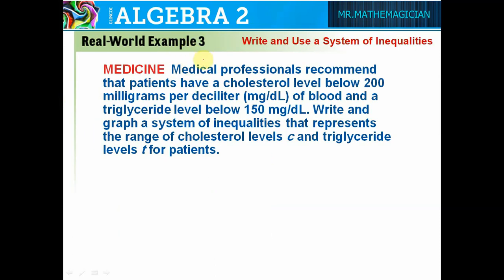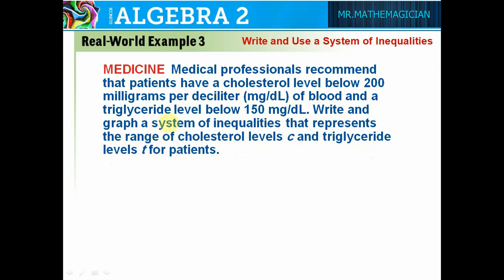Real world example 3. Medical professionals recommend that patients have a cholesterol level below 200 milligrams per deciliter of blood and a triglyceride level below 150 milligrams per deciliter. Write and graph a system of inequalities that represents the range of cholesterol level C and triglyceride level T for patients.